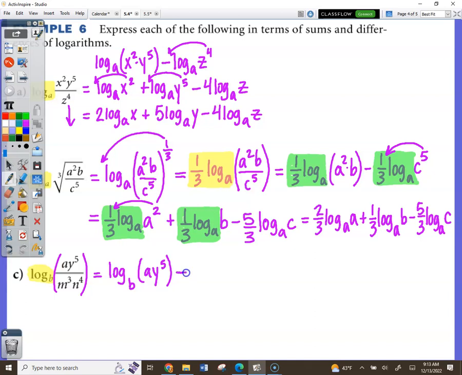All right, what do we say? Minus log base B of, what was it? M cubed n to the fourth. Okay. We have something here that has not happened yet.